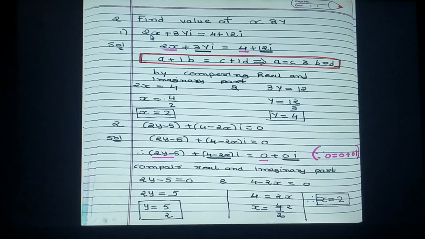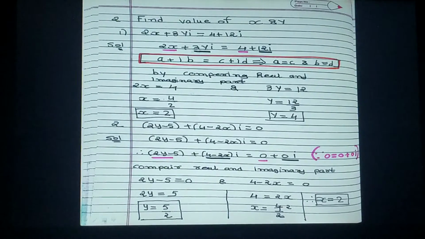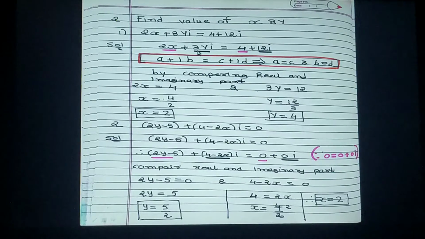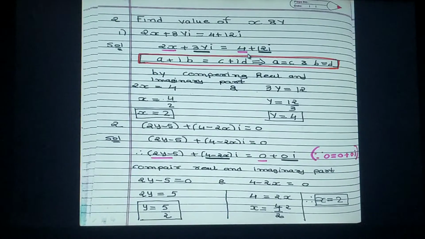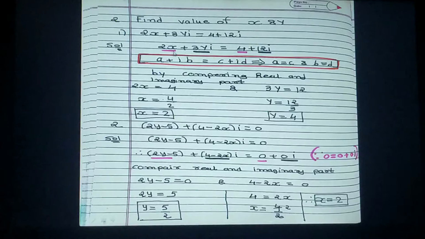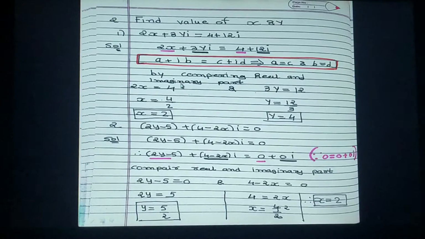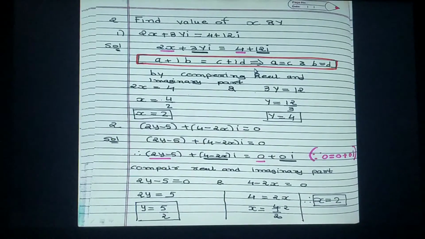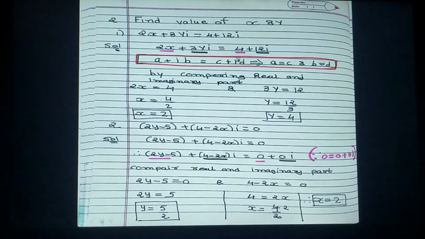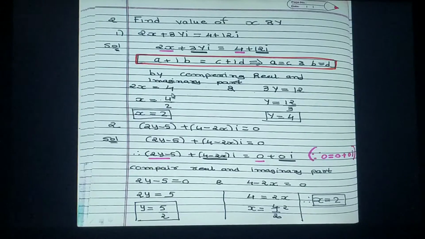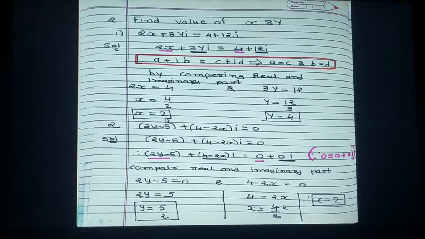So in this example, here we also have the standard form, a + ib and c + id. So 2x + 3yi = 4 + 12i. Now we can compare the real and imaginary parts on both sides. So we take 2x = 4, so x = 4/2, x = 2.